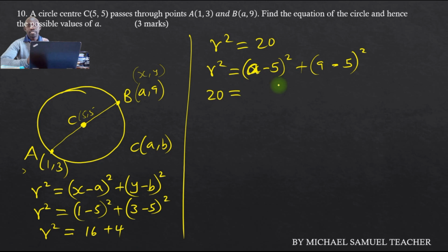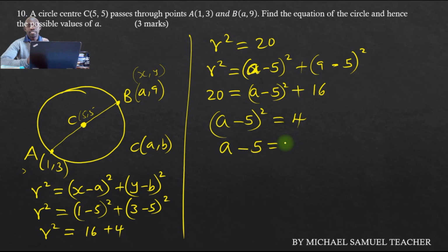20 is equal to (a minus 5) squared plus (9 minus 5), that is 4 squared, that is 16. Therefore, (a minus 5) squared will be equal to 20 minus 16, which is 4. Therefore, I need to take the square root of both sides, so a minus 5 is equal to plus or minus the square root of 4, which is plus or minus 2.